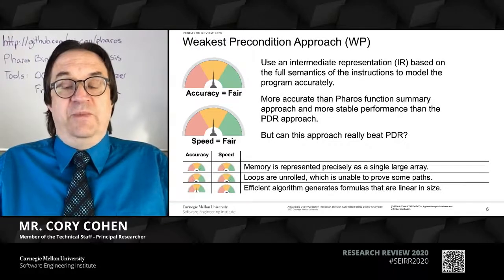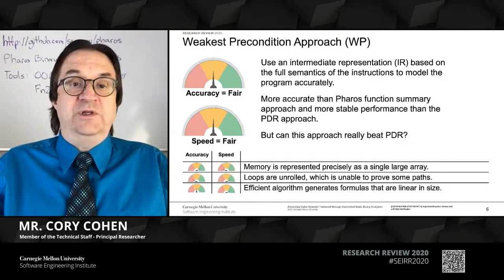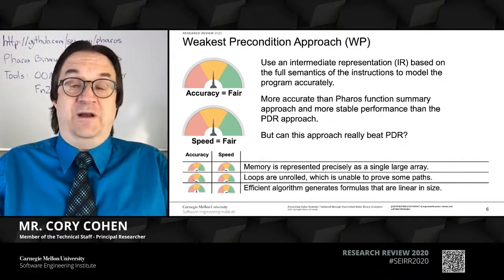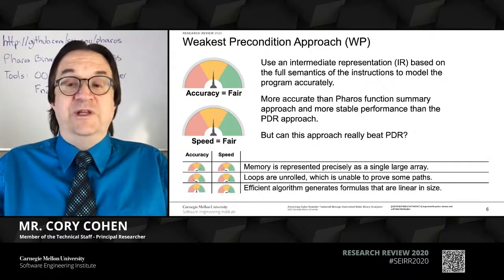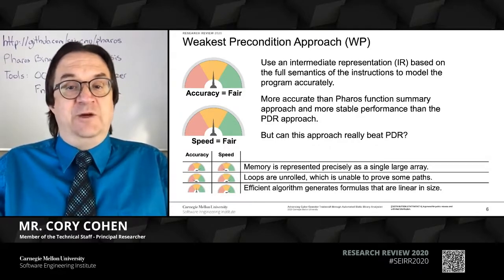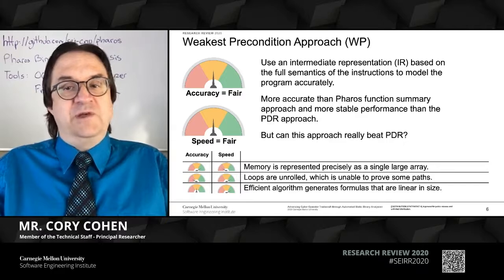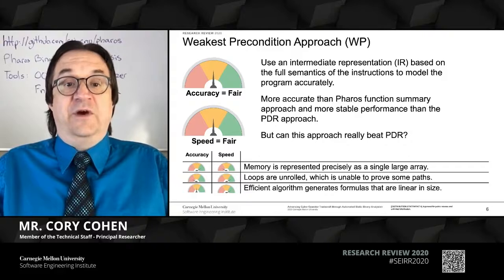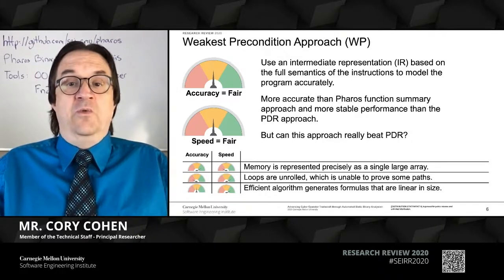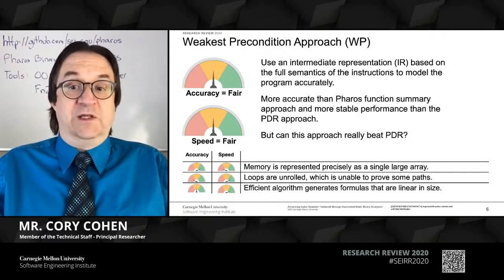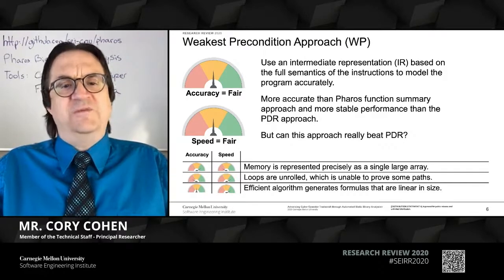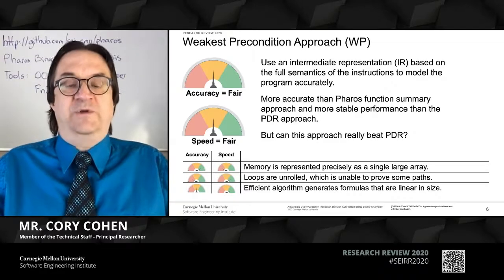The second approach that we've been looking at is the weakest precondition approach, and this approach uses the Pharos static binary analysis framework to produce an intermediate representation. And this intermediate representation is much more accurate because it uses the full semantics of the instructions to model the program much more accurately than the Pharos function summary approach did. We've also represented memory more precisely using a single large array for the entire stack. And this has some performance problems. It's not the most efficient way to represent the memory, but it is much more accurate.